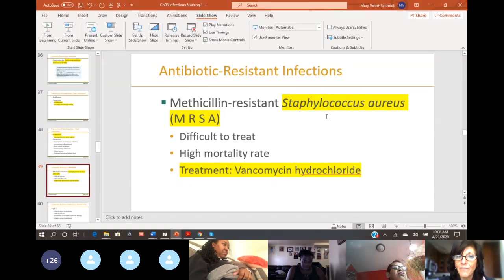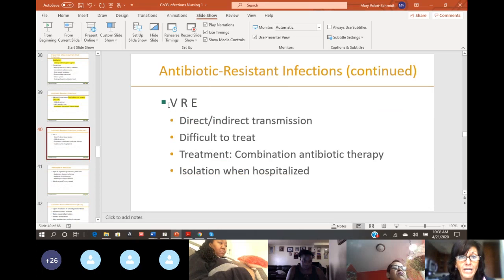Talked about MRSA, Staph aureus, methicillin resistant. The treatment is Vanco. Okay, talked about that. It's very difficult to treat. We talked about VRE already.